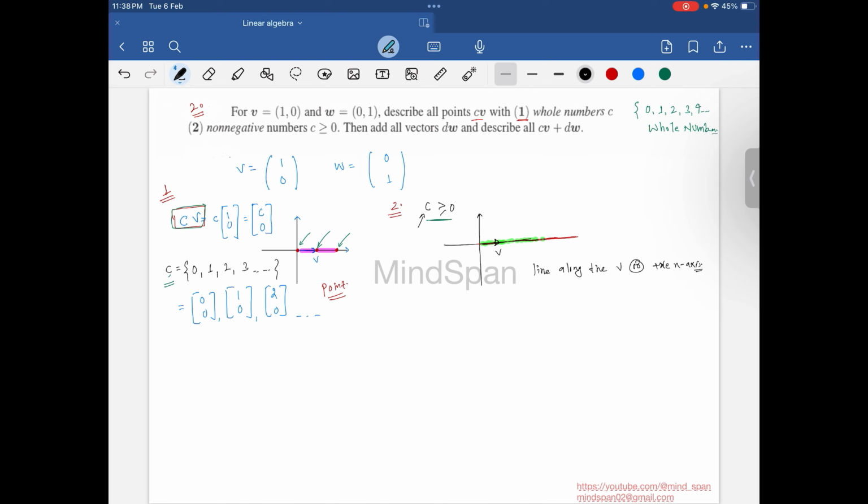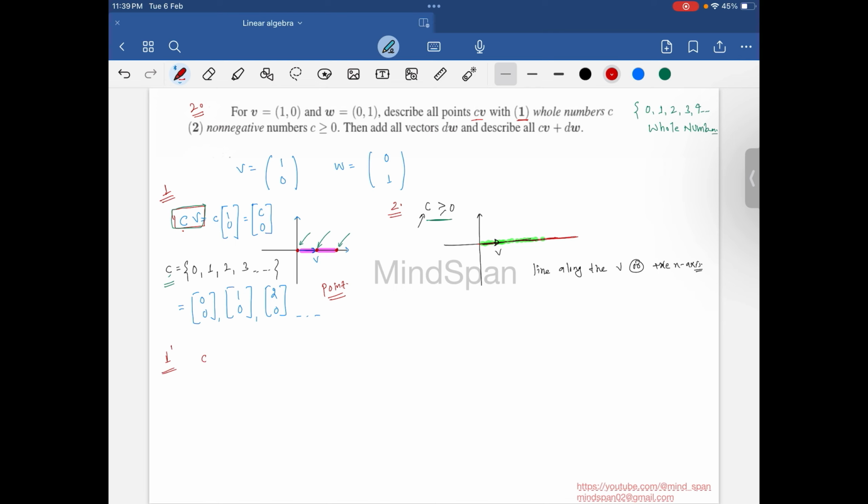Okay, now we have a few more questions on this, and it is asking to add another vector w and describe all cv plus dw. So again we will be taking these two cases of c, where c is a whole number and c is greater than or equal to 0, and we will see what kind of space this combination is describing, right? Let's call this one dash.